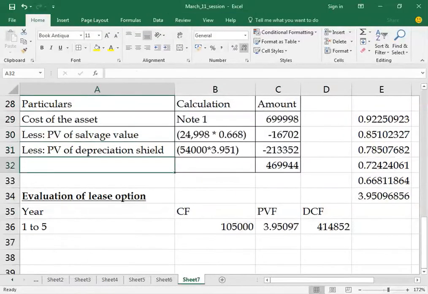Loan is this much, lease is this much. 1,75,000, they'll pay every year, for 5 years. So it's an annuity, 1 to 5. Finally, you can write your decision. The decision is to go ahead with lease.